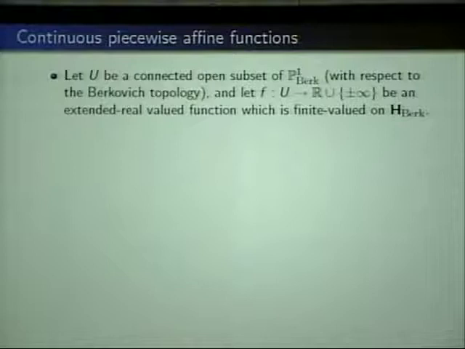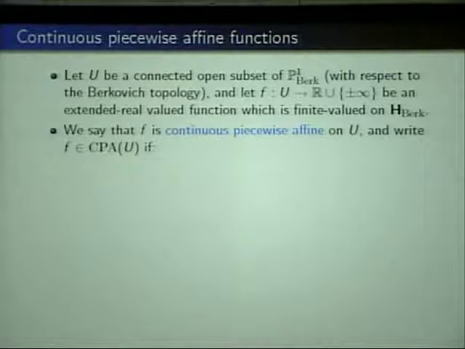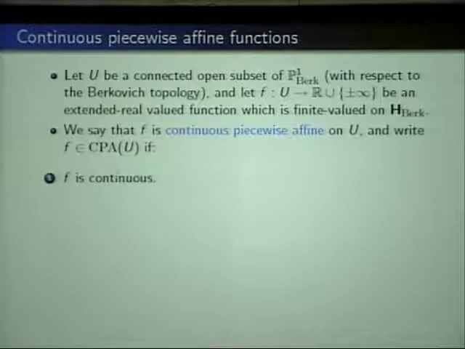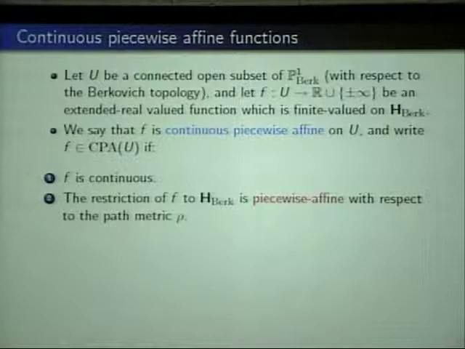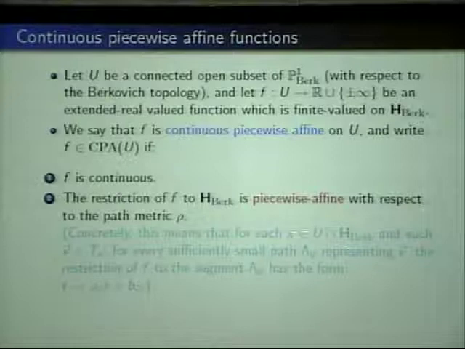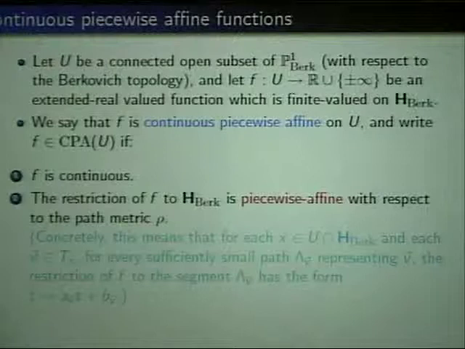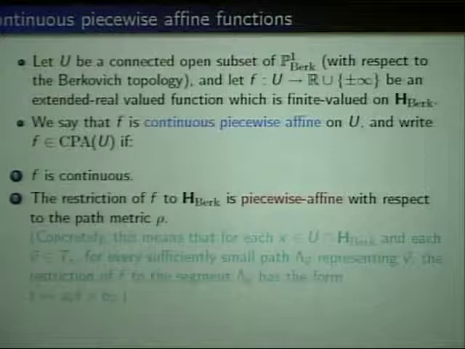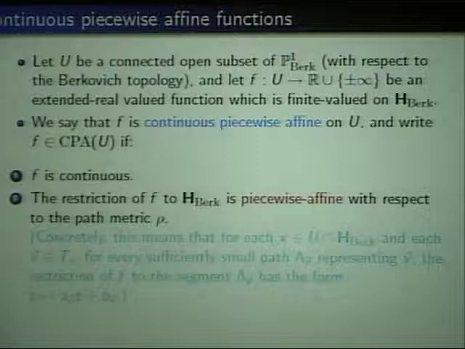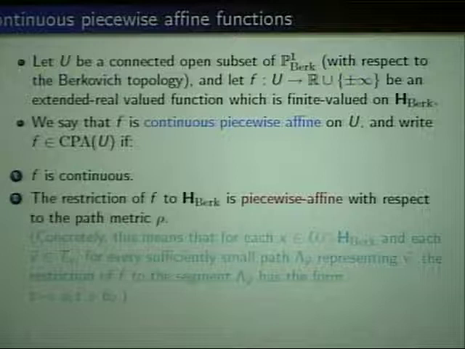And I want to talk about what it means to be piecewise affine, because now I have so many branches that there's no natural notion of completely affine, but just piecewise. I'll write f is in CPA of U if, first of all, it's continuous. Second of all, the restriction to hyperbolic space is piecewise affine with respect to this path metric. So what does that mean exactly? I mean that for any point of U in hyperbolic space and each tangent vector, a tangent vector being an equivalence class of paths, you take a representative path, and then the restriction of f to that little segment, moving in the direction v, should just have the form at plus b.